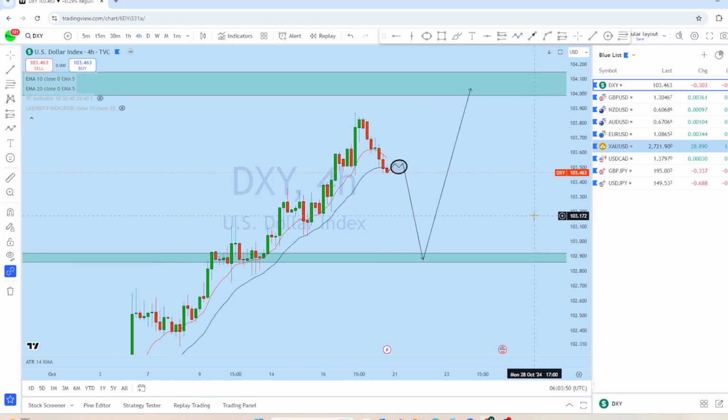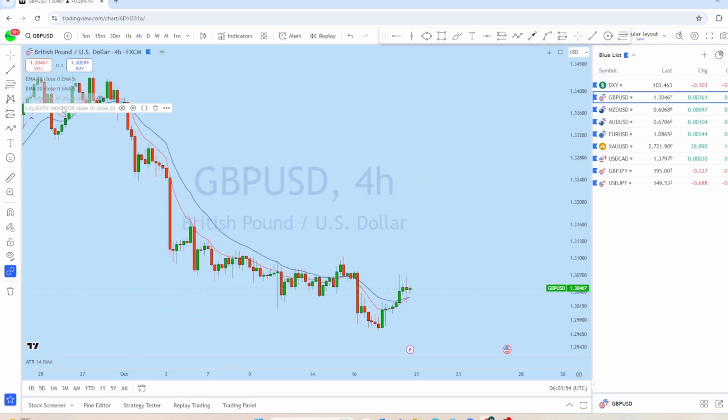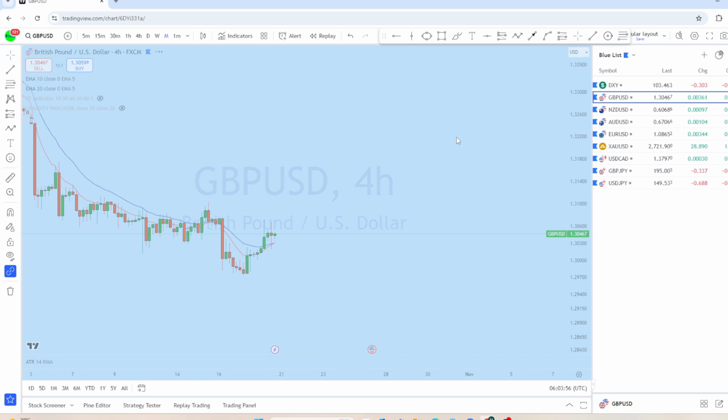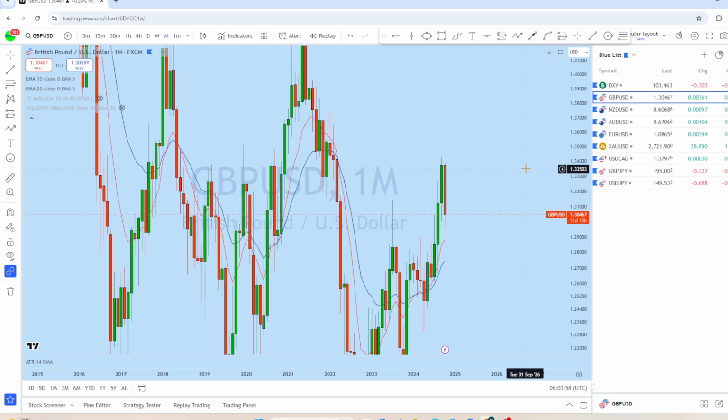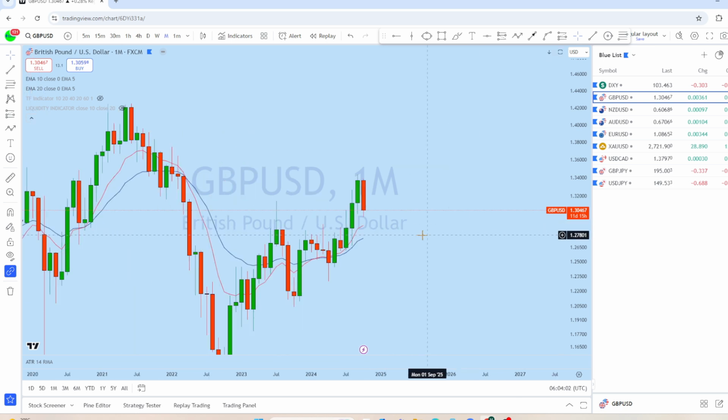And based on that, let's look at other instruments, starting with the GBPUSD. Again, looking at the monthly chart to see the overall picture in the market. Now, from the monthly, we can see that GBPUSD also is in a long-term bull market.